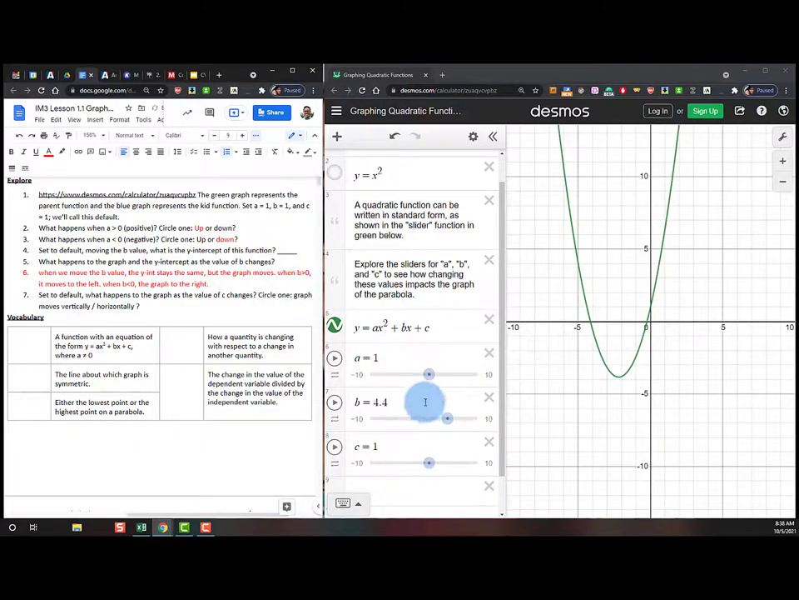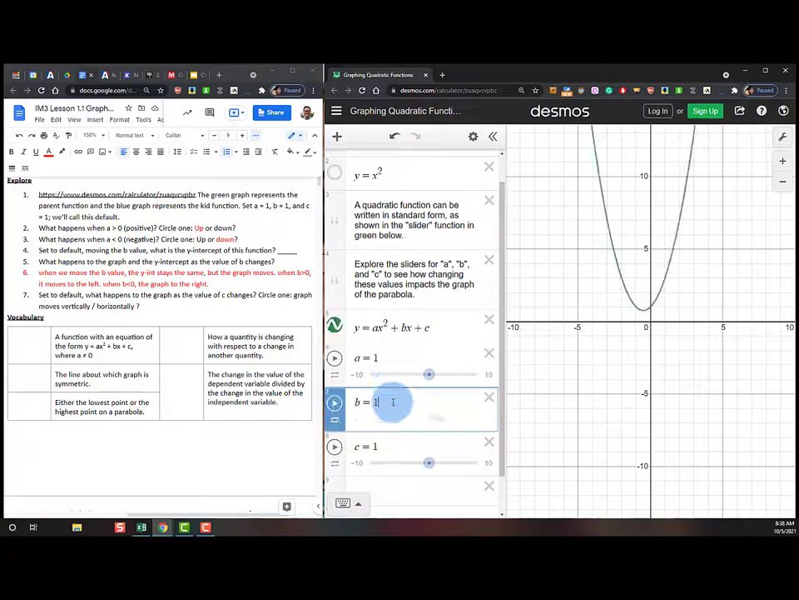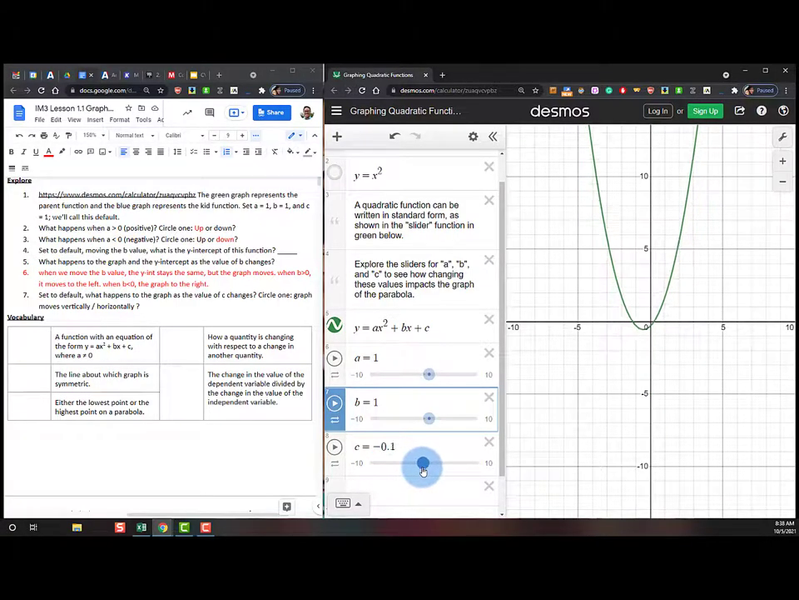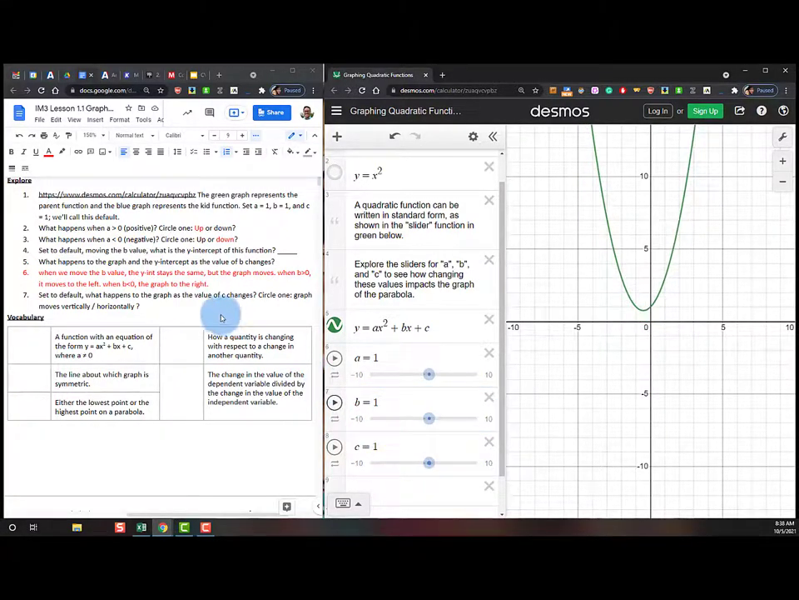So if we set it back to the default, it says, for number 7, what happens to the graph as the value of c changes? So if I go positive, it goes where? Up. And if it's negative, it's going down. So did the graph go vertically, up and down, or horizontally, left and right? It went vertically.